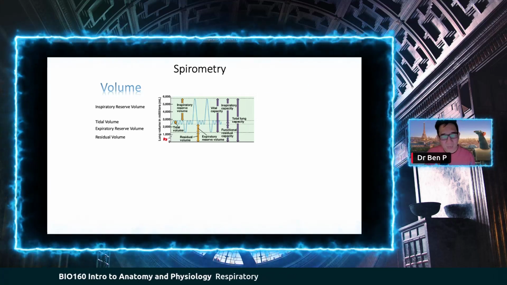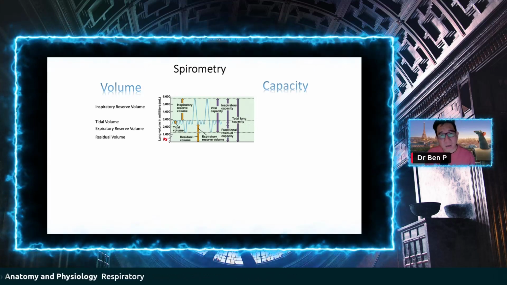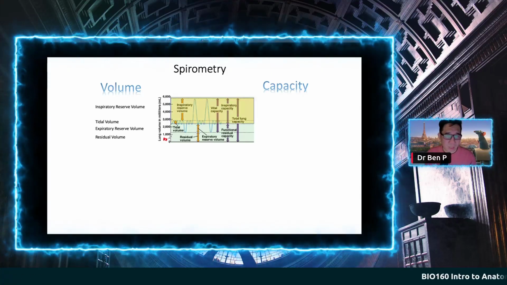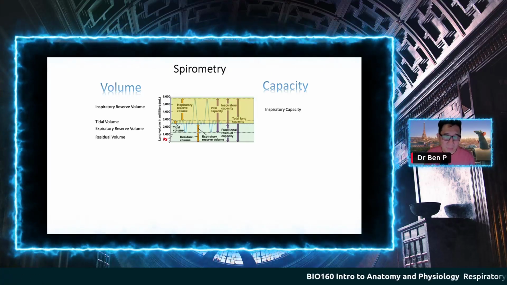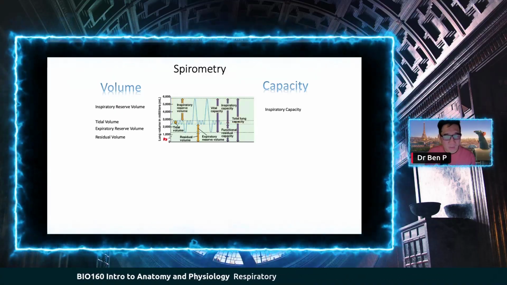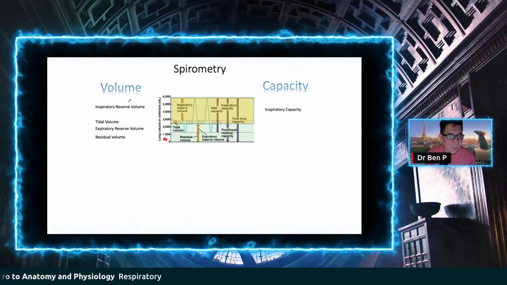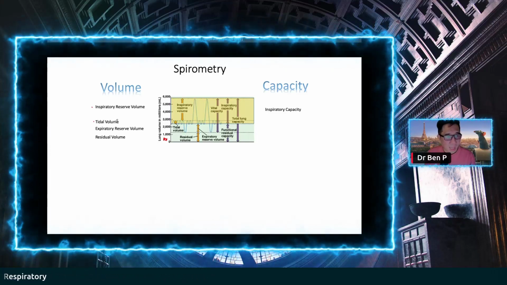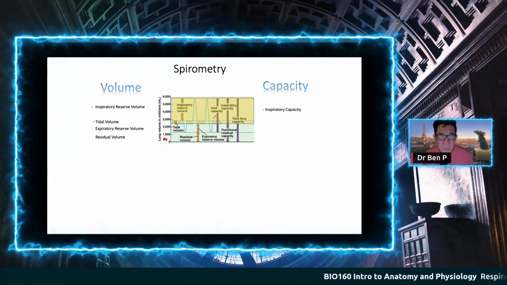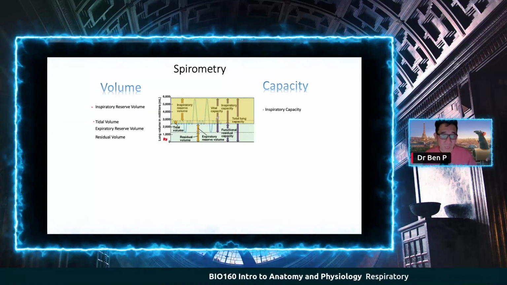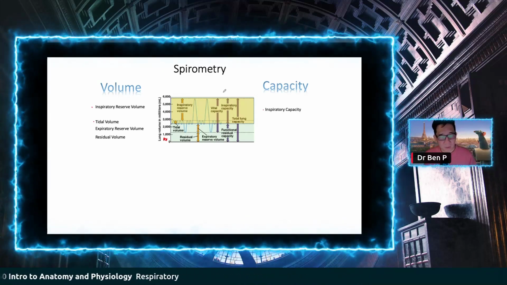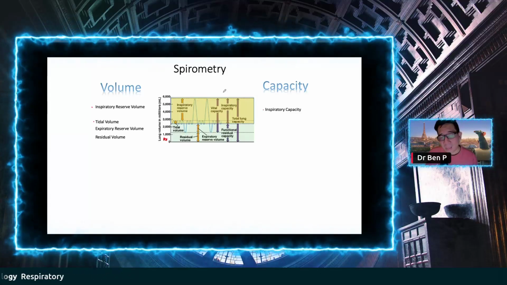Now we're going to talk about capacity. Capacity is two or more volumes added together. The first one is called the inspiratory capacity. Inspiratory capacity is the IRV plus tidal volume. These two added together equal the inspiratory capacity. What does that mean? That is the maximum amount of breath you could breathe in, including your normal breath. So how much air can you pack into your lungs?